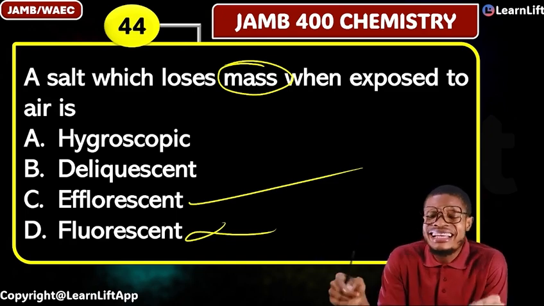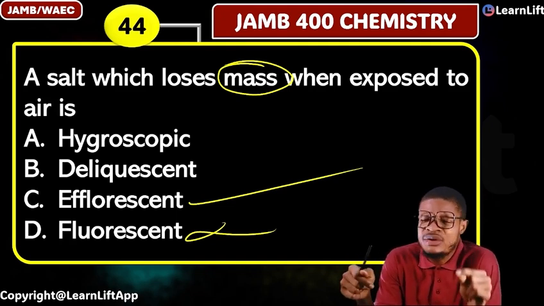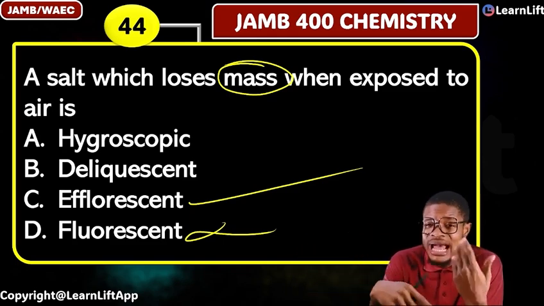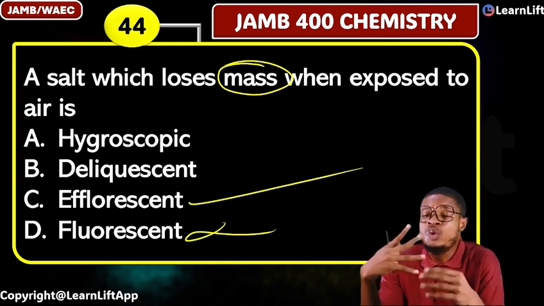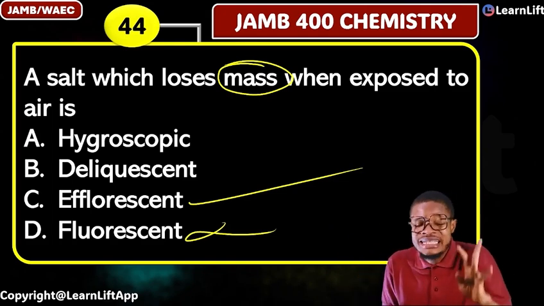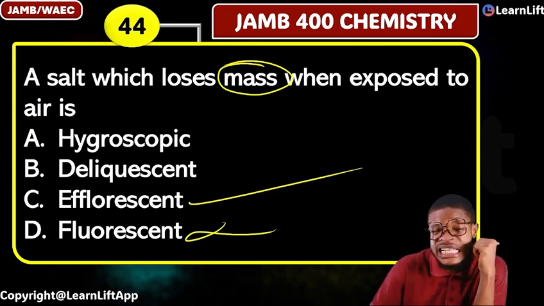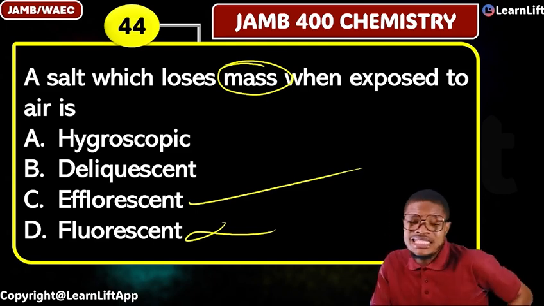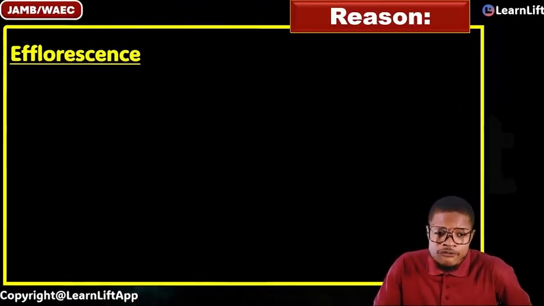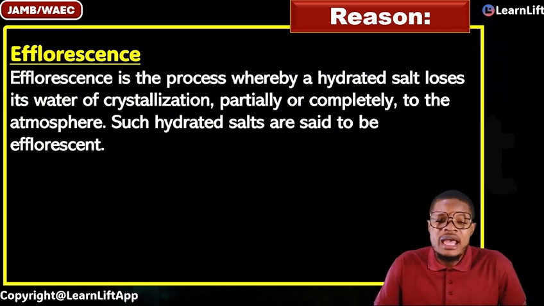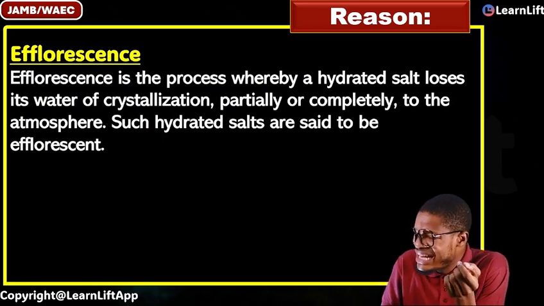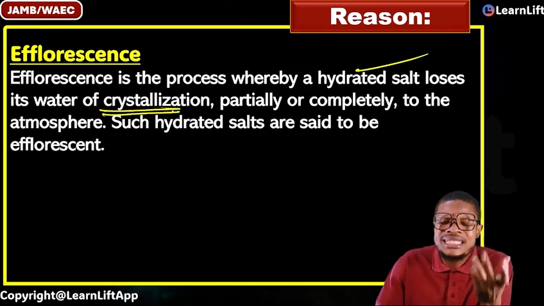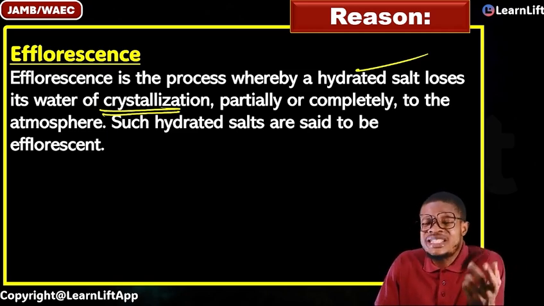So efflorescent salts will lose mass at the end of the day because they always end with dot X H2O, whether pentahydrate or decahydrate, as the case may be. They are the ones that will lose mass eventually. You must know efflorescence, deliquescence, hygroscopic. I've explained it in part 4. This is part 5, I've explained that already in part 4, so I'm not going there. But please don't forget the answer to this question: option C is the correct answer. Again, don't forget that efflorescence is the process whereby a hydrated salt will lose water of crystallization, whether partially or completely, to the atmosphere. And we say such hydrated salt.